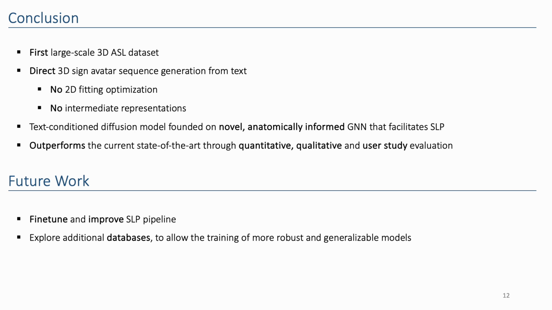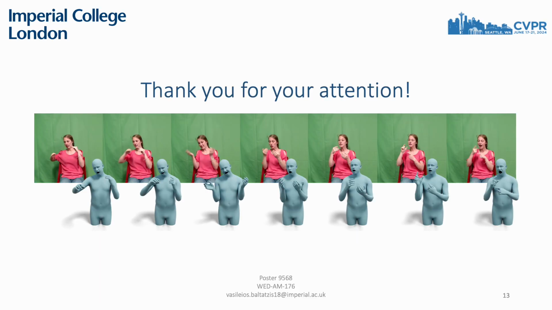The core of our method is founded on a novel, anatomically inspired graph neural network that learns the pose distribution and enables highly detailed articulations. Extensive experiments on sign language generation tasks, including a perceptual study with ASL fluent subjects, demonstrate the superiority of the proposed method compared to the previous approaches. Future work involves improvements on the SLP pipeline and exploring additional databases that will allow the training of more robust and generalizable models. Thank you very much for your attention.